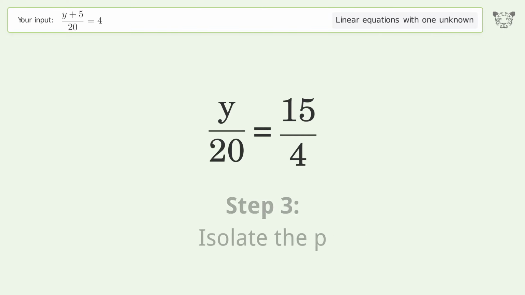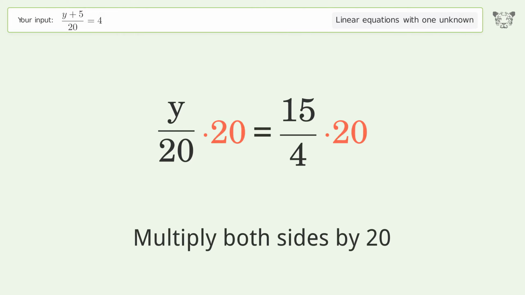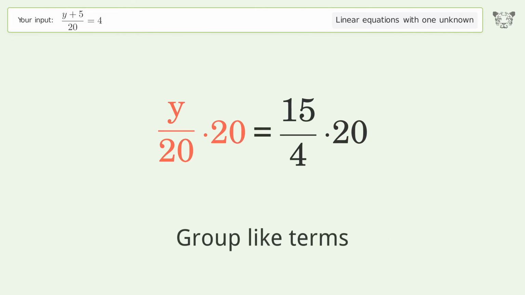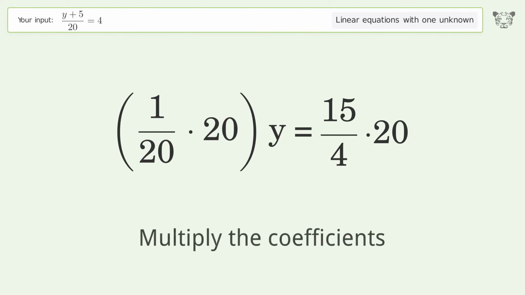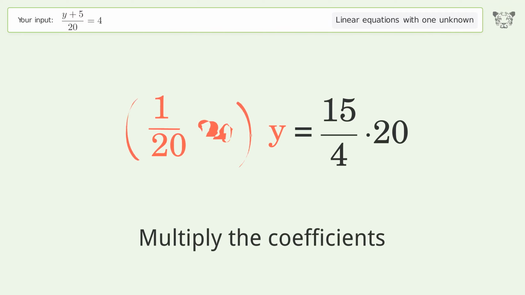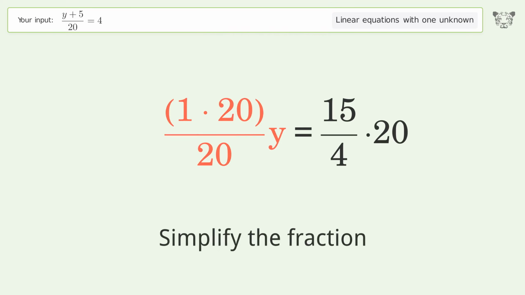Isolate the p. Multiply both sides by 20. Group like terms. Multiply the coefficients. Simplify the fraction.